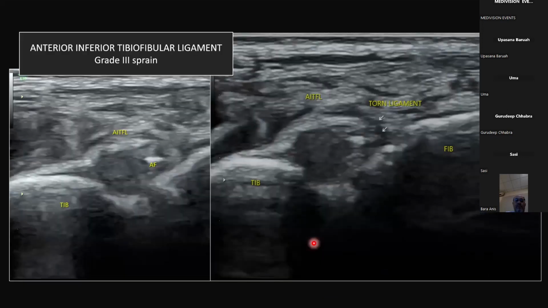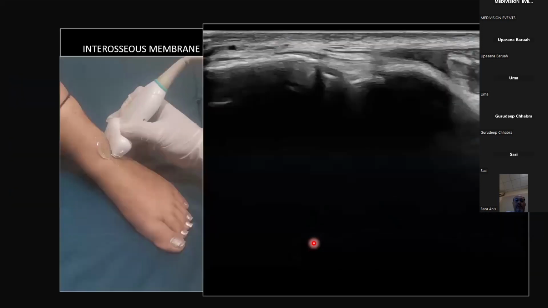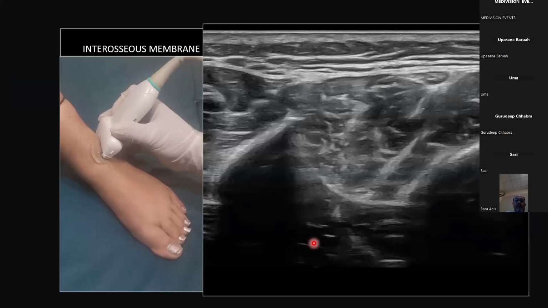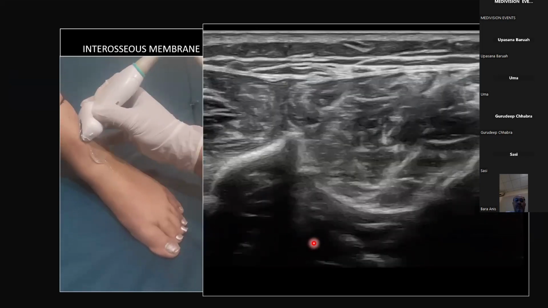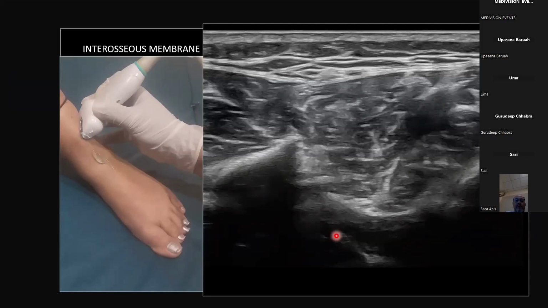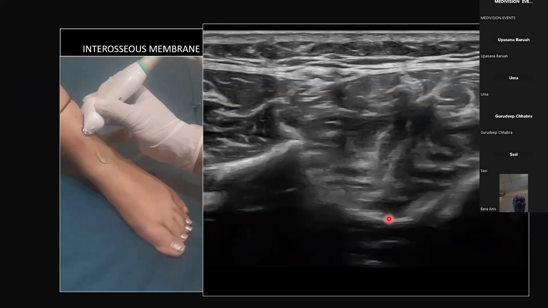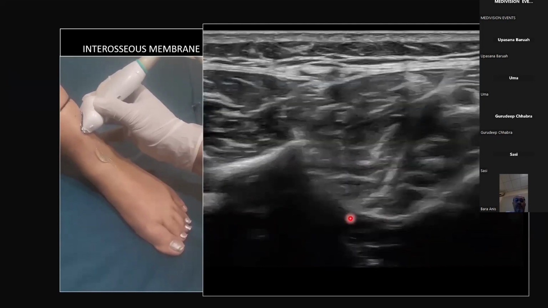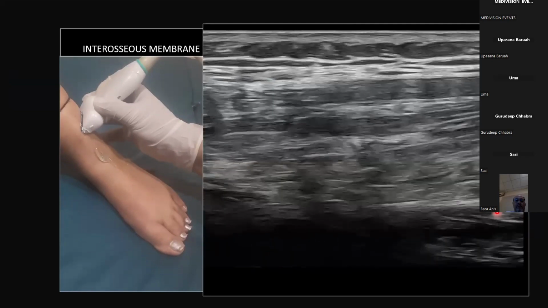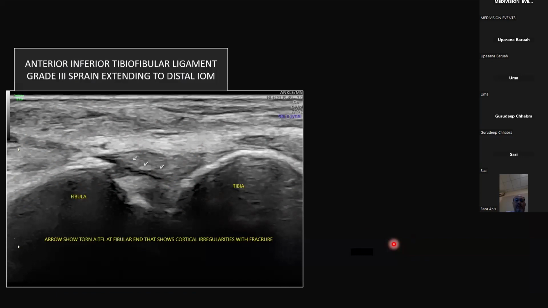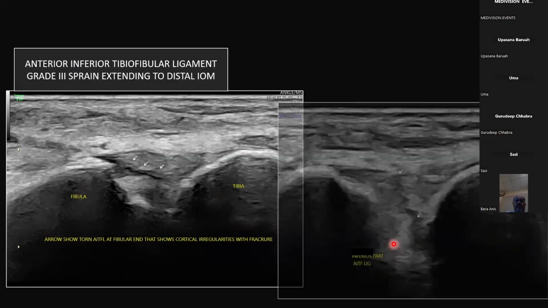So after doing that, we'll go up to see the interosseous membrane because it may sometimes get involved. Going up, you can see the membrane between the two bones and look for any collection or hematoma, make it long and follow it down to see for any disruption or collection. For example, it's a grade 2 tear in front of the anterior inferior ligament, and it's extending to the lower interosseous membrane.